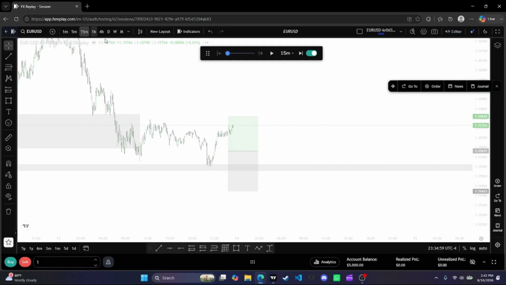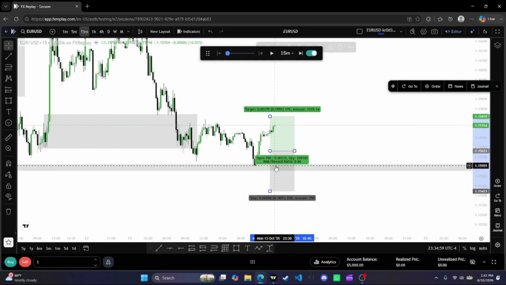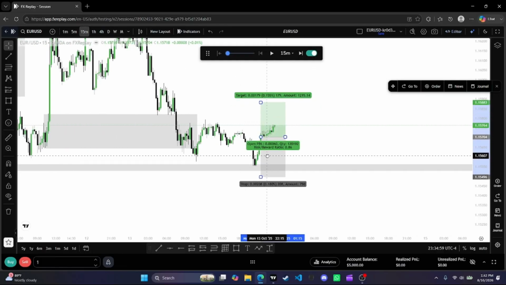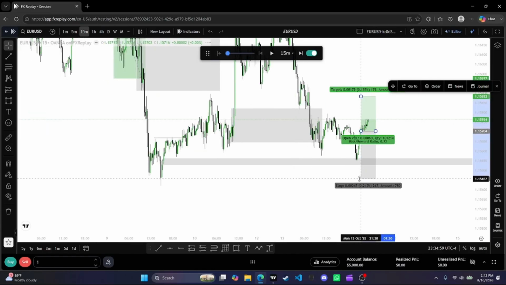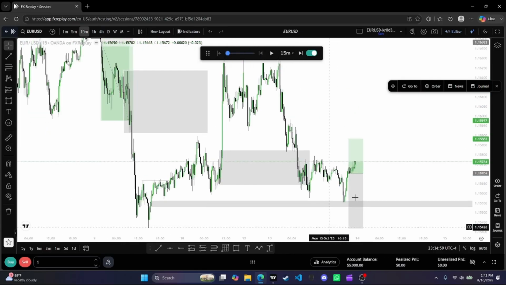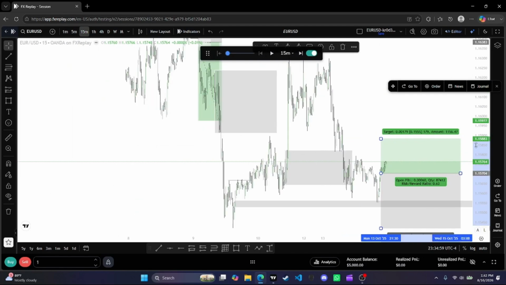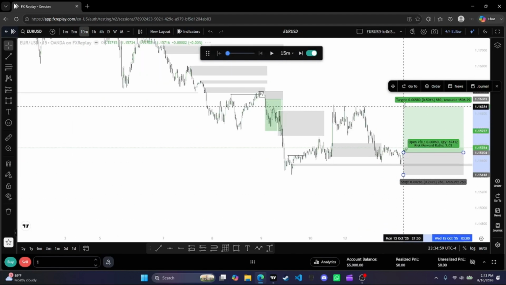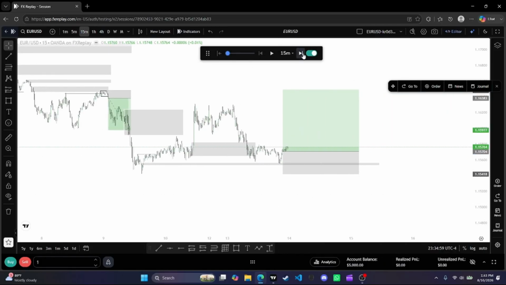But let's see, will we likely take it here with that area. Stop loss below this level. This will be like that. And target, obviously this will be the first target and this will be the second target. So let's see.